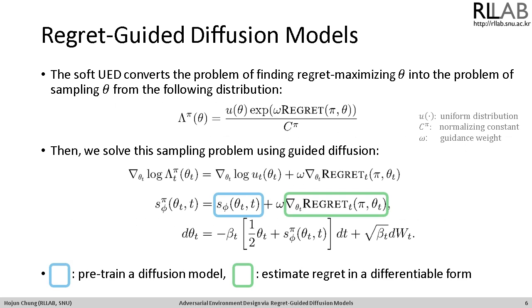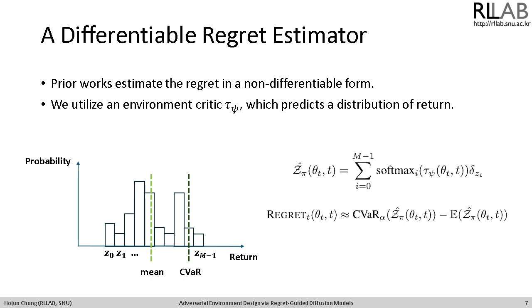Soft UED converts the problem of generating regret-maximizing environments into a problem of sampling the environment parameter from a softmax distribution of the regret. Inspired by classifier guidance, we solve this sampling problem by guiding a pre-trained diffusion model with the regret. Hence, if a gradient of the regret is tractable, we can sample an environment parameter from the desired distribution. However, the regret is intractable since we cannot access the environment-specific optimal policy.